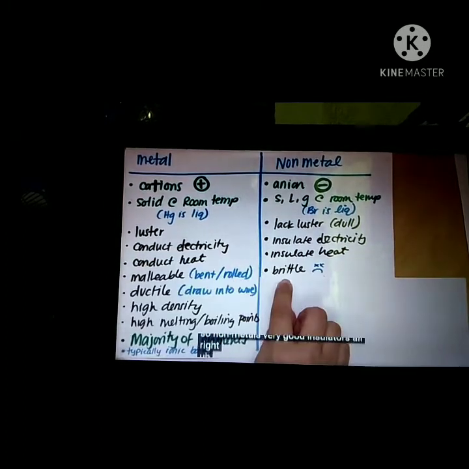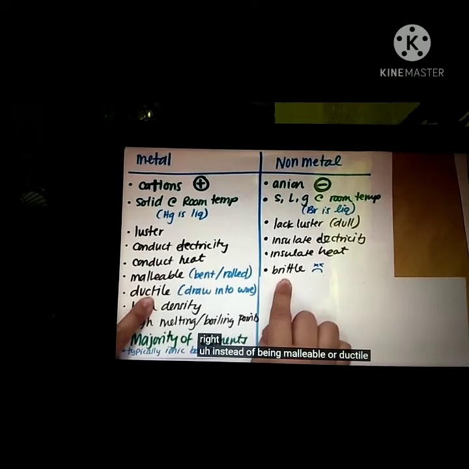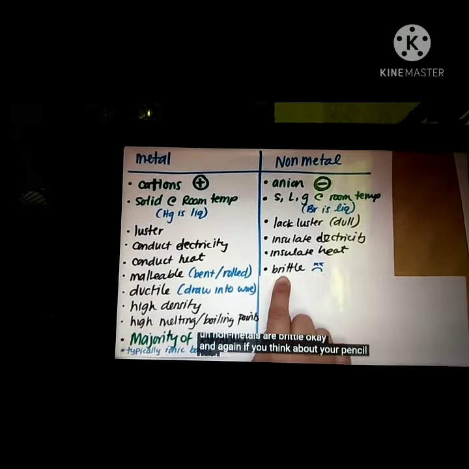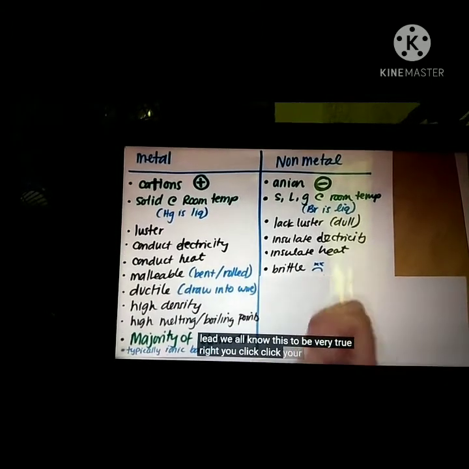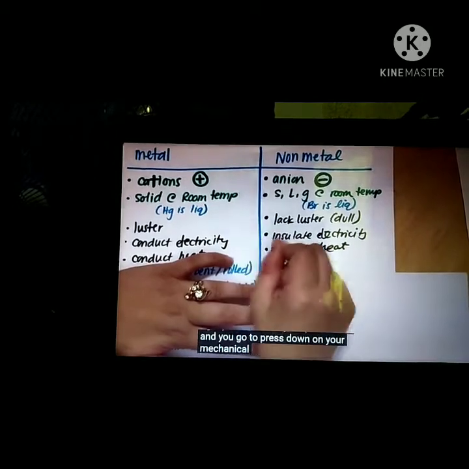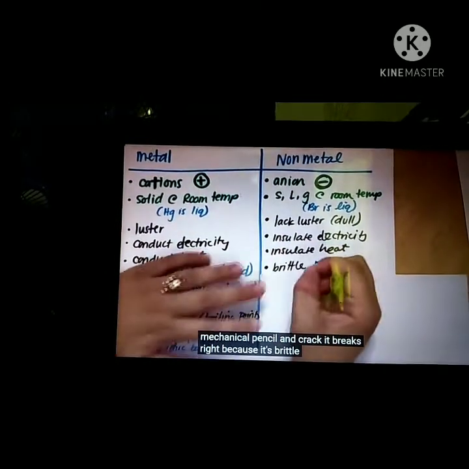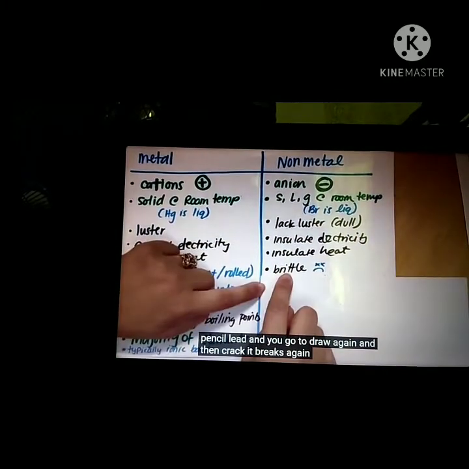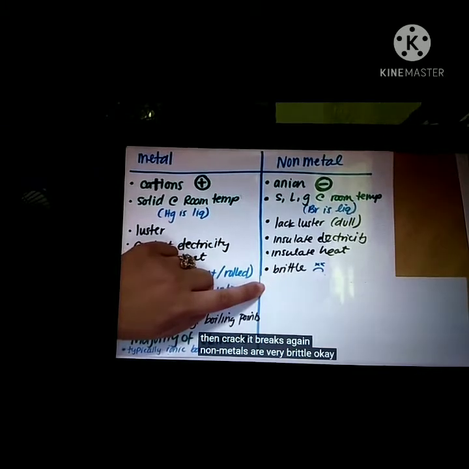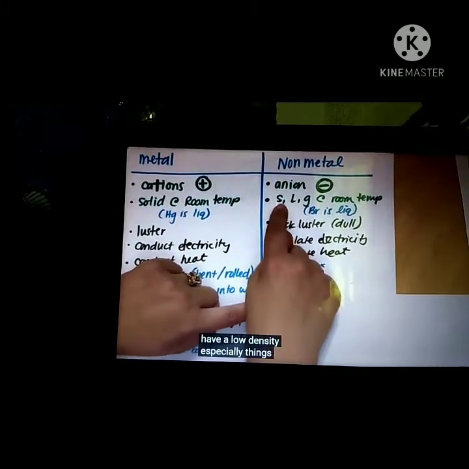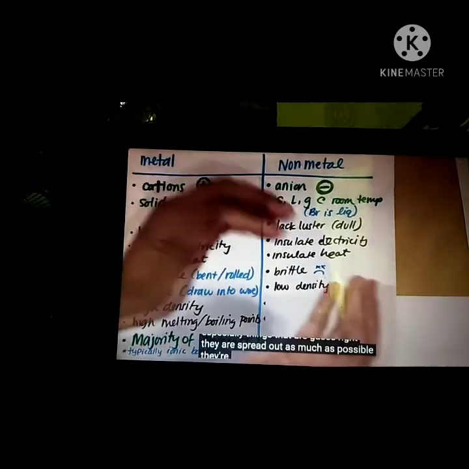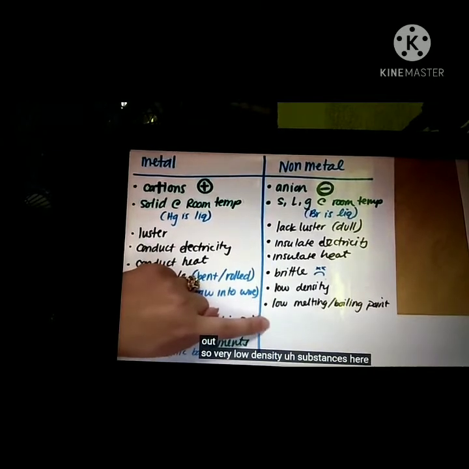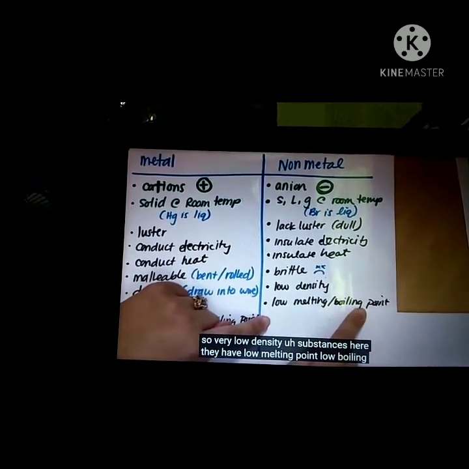Instead of being malleable or ductile, nonmetals are brittle. Again, if you think about your pencil lead, we all know this to be very true. You click your pencil lead and you go to press down on your mechanical pencil and crack, it breaks, because it's brittle. And then you click for your next pencil lead and you go to draw again and then crack, it breaks again. Nonmetals are very brittle. They have a low density, especially things that are gases. They are spread out as much as possible. They're not compacted, they are spread out. So very low density substances here. They have low melting point, low boiling point.